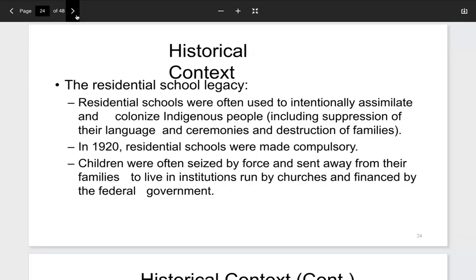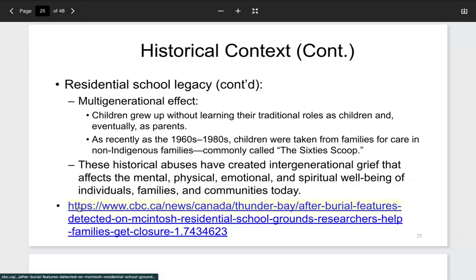I even have a link here to a news article because I'm sure we're all aware a few years ago, information started to come out about some unidentified bodies that were found across various residential school properties out west. So I have an article that you can refer to. But like I mentioned, children were taken from their families.